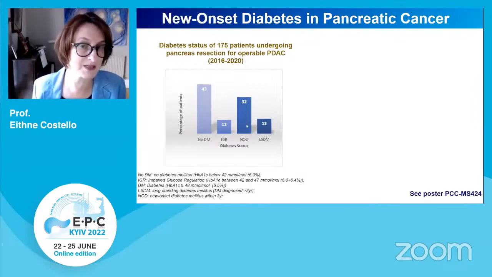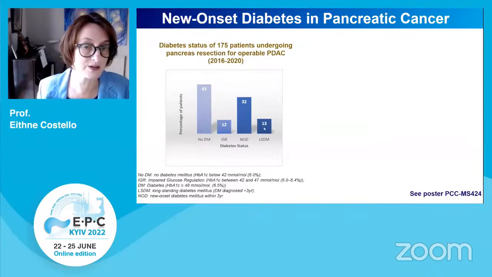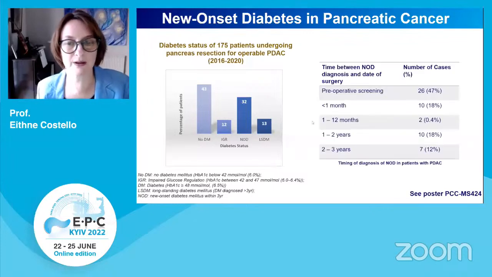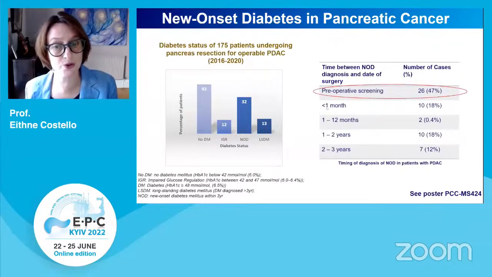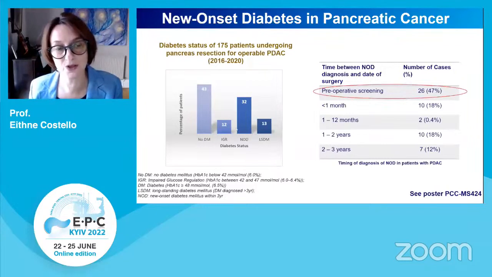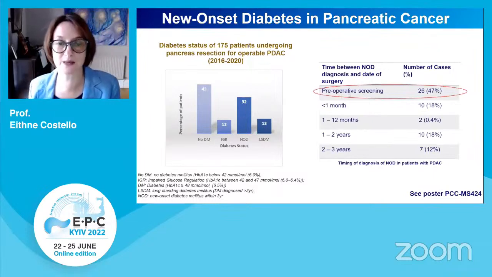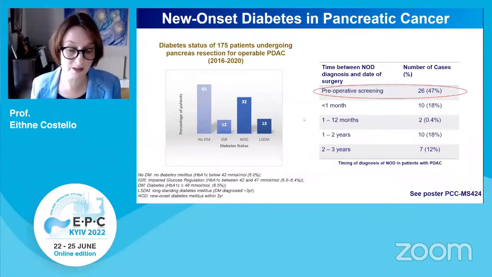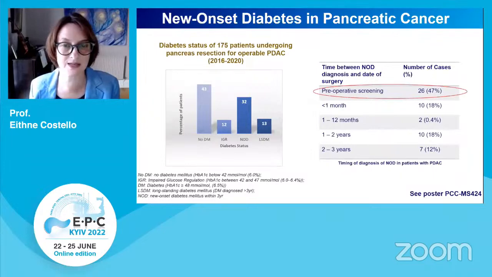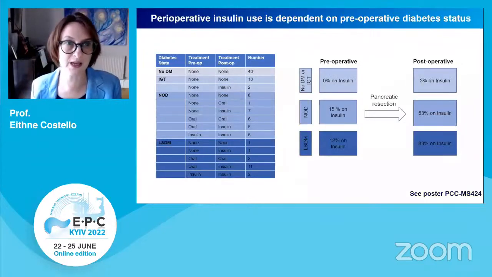Over 50% have diabetes, 32% new onset diabetes, and 13% long-standing, and a further 12% have impaired glucose regulation. One item on the poster that I just want to draw your attention to is the fact that of the individuals with new onset diabetes, almost half were unaware of the fact that they had diabetes. It emerged during preoperative screening. So there's a lot of work to do yet in terms of awareness amongst the population and also in the clinical setting. Martin is also presenting data on insulin use preoperatively and postoperatively, as well as other forms of diabetic medication.